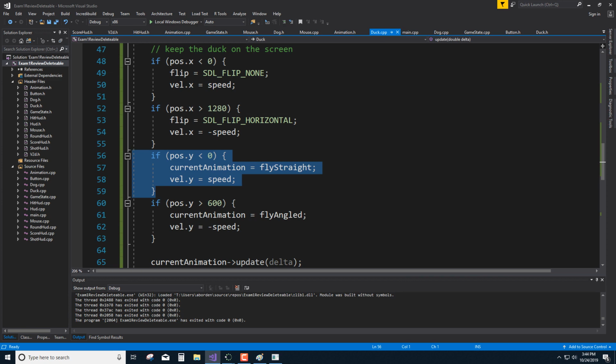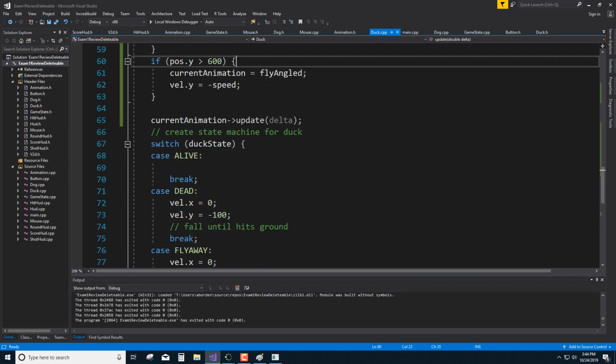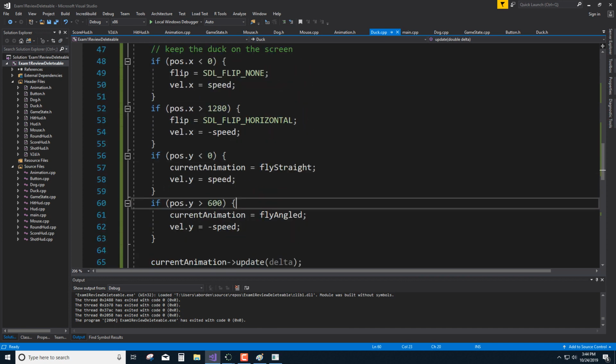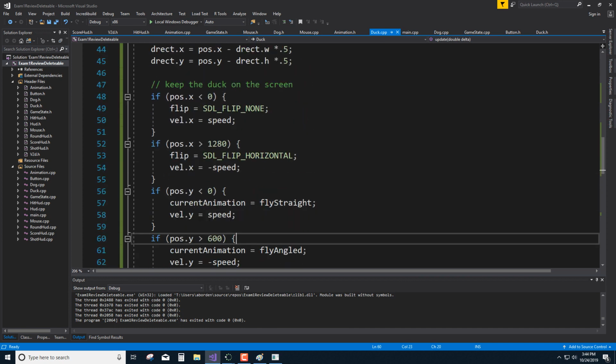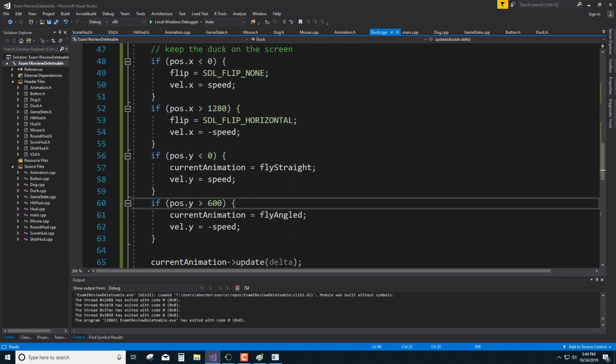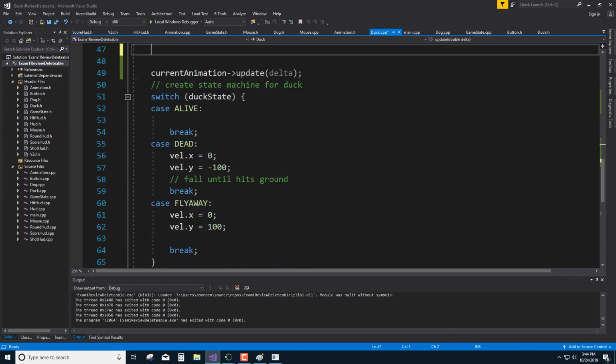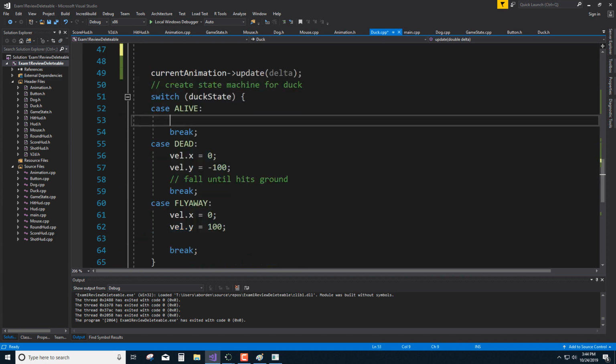So can you put a bool in there? Well, we have a state machine. So let's move this information into our state. We'll take everything from keep the duck on the screen, do a Control X, and drop that into the alive.